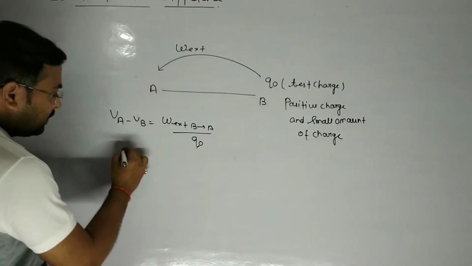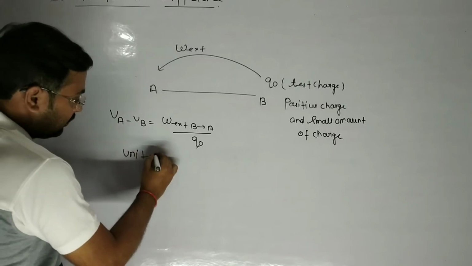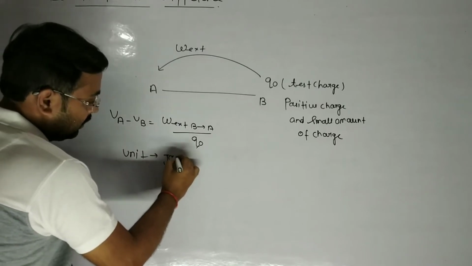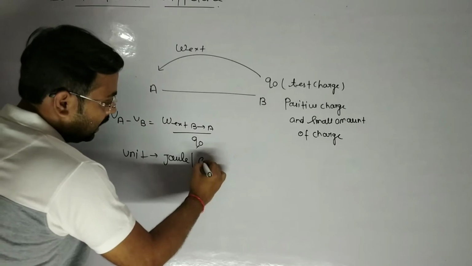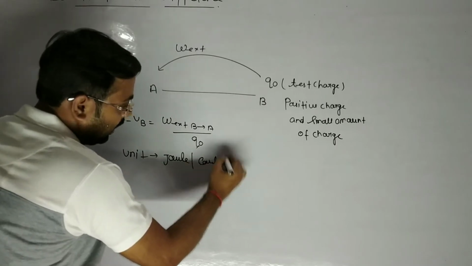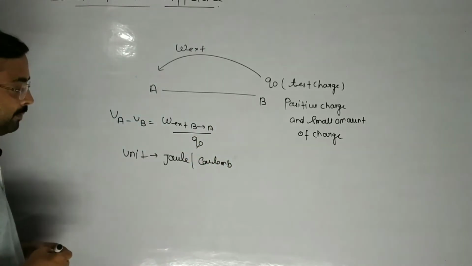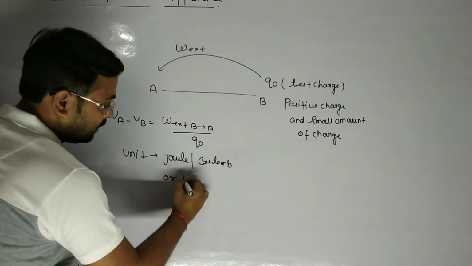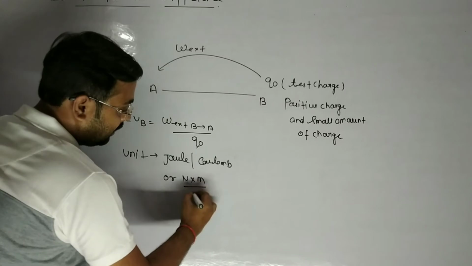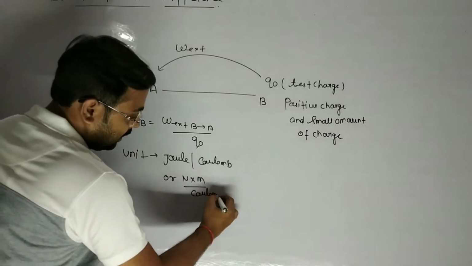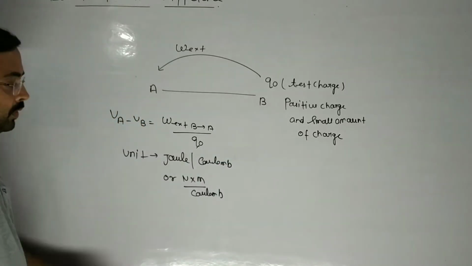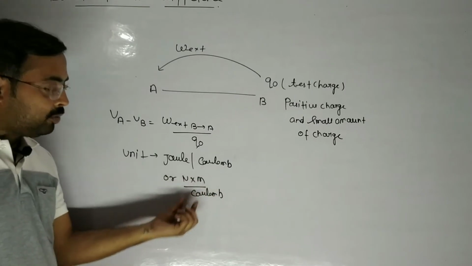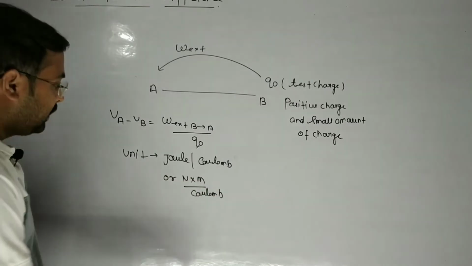The unit is work in joule and charge in coulomb, so joule per coulomb. Joule is also written as Newton into meter, so the unit is Newton meter per coulomb.